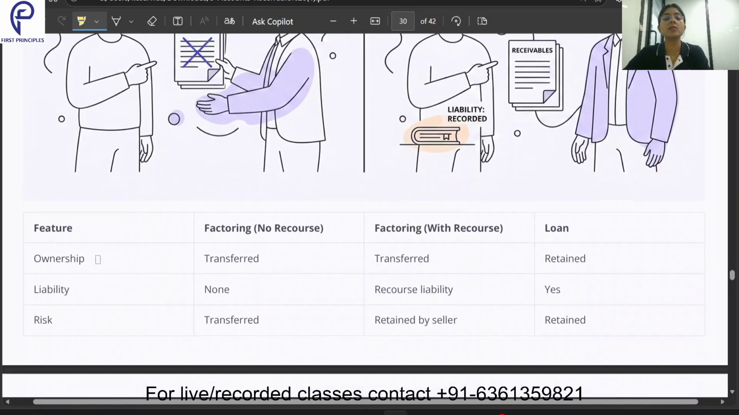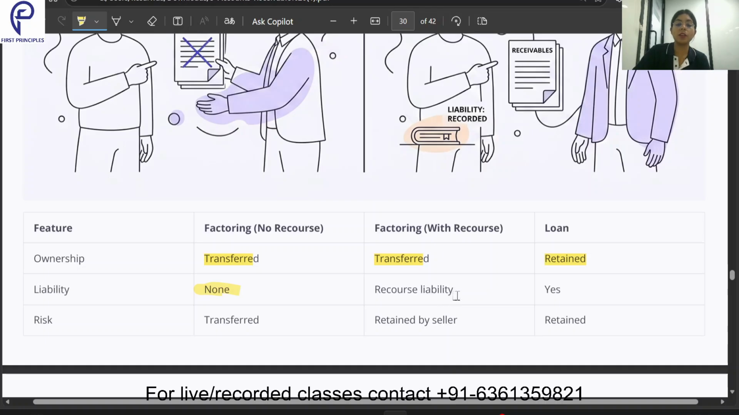Now, in case of factoring without recourse, the ownership is transferred to the factor. In case of factoring with recourse also, the ownership is being transferred to the factor. Loan is another scenario which we are comparing with factoring. In case of loan, ownership is not being transferred. About the liability, for factoring without recourse, no liability is created. Why? Because the factor, the bank, is going to take the responsibility of collecting the accounts receivable from the customer, and it's their headache.